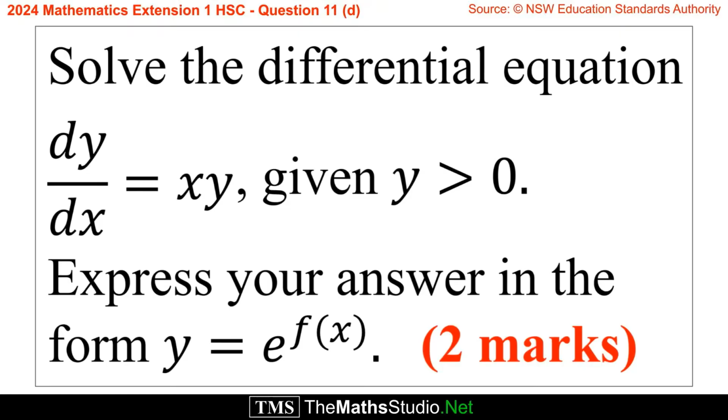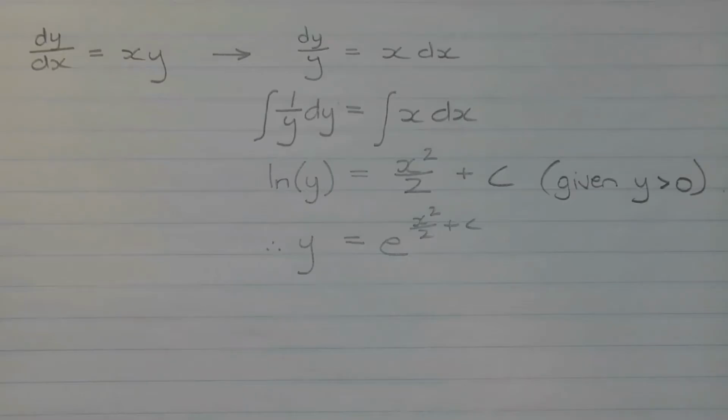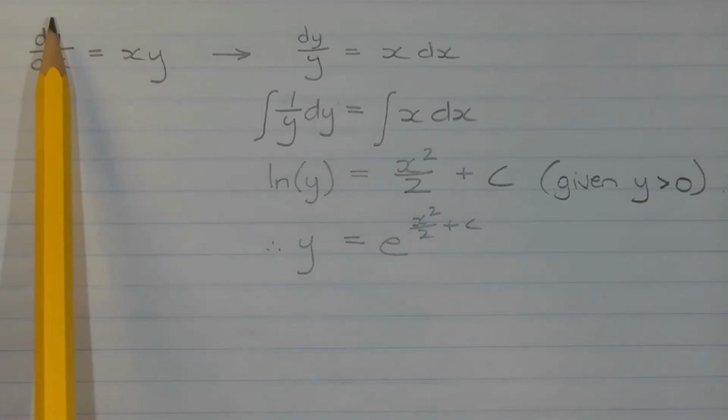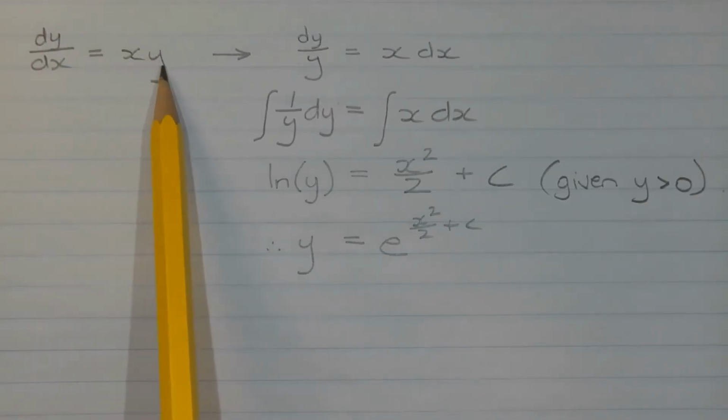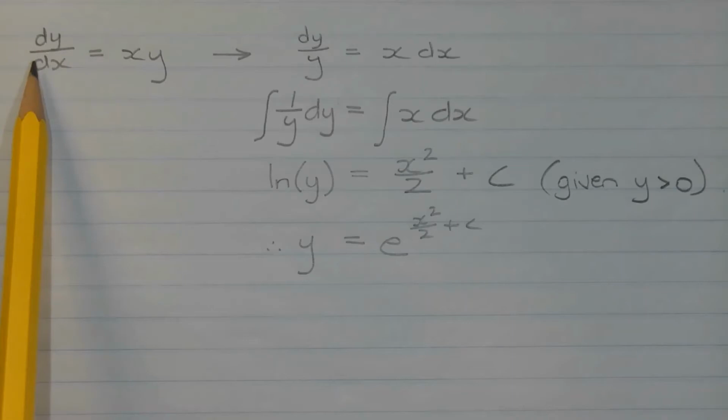Question 11, Part D. Solve the differential equation dy over dx equals xy, given y is greater than 0. Express your answer in the form y equals e to the power of f of x. Use separation of variables to rework the differential equation so that like terms are grouped together. The differential dy needs to be grouped with the variable y.